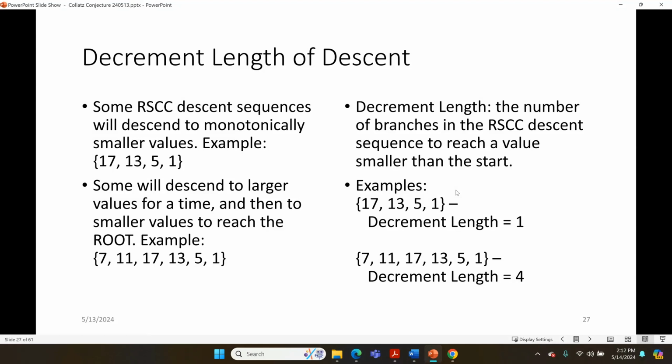So for example here, for starting value 17, a single decrement, or a single step in the descendant sequence, gets you to 13. So the decrement length would be 1. If we take a different starting value of 7, then that would have a decrement length of 4, because it takes 4 iterations to get to 5, and 5 is less than 7.